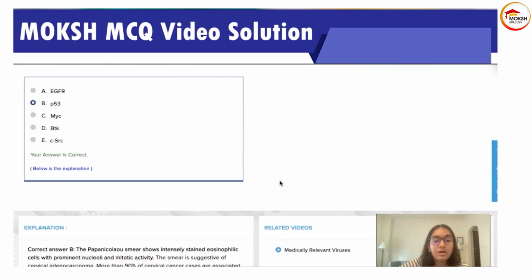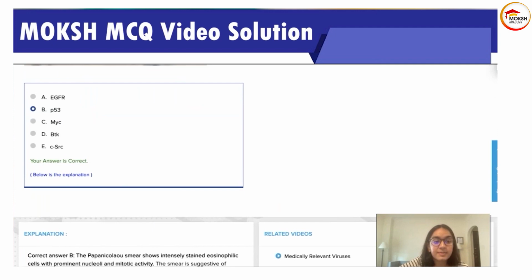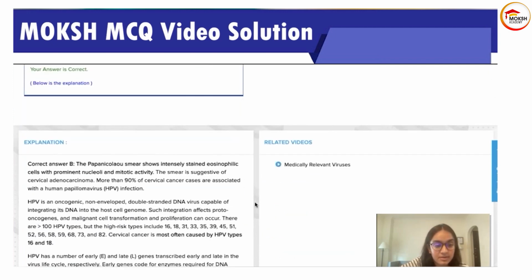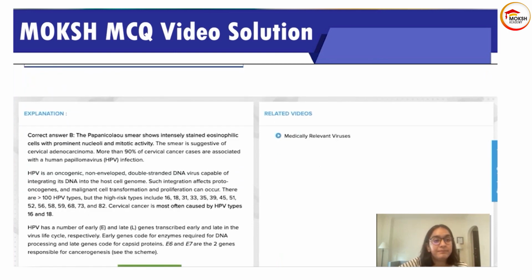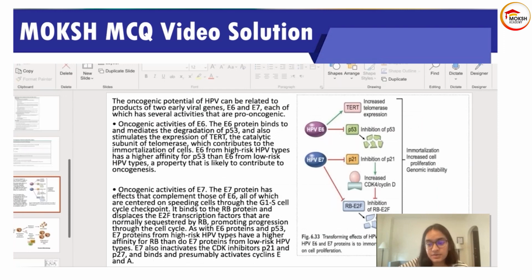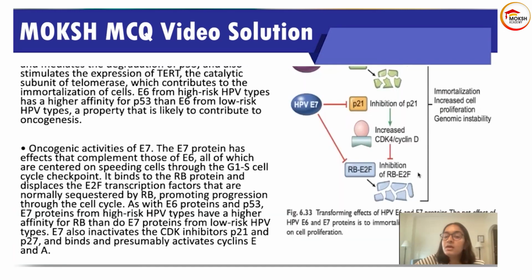Okay, now why this question is important is because you need to know the pathogenesis. You need to know how HPV is causing this, why HPV predisposes patients to cancer. So let us look at this diagram. The oncogenic potential of HPV can be related to products of 2 viral genes. So HPV has 2 genes, the E6 and the E7, which are responsible for pro-oncogenic activities of HPV.